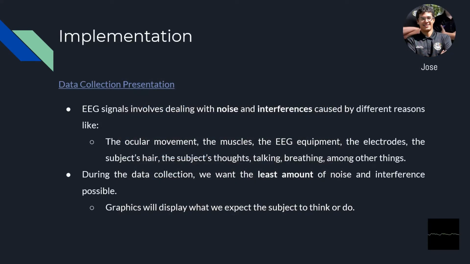After much literature review, we came to the conclusion that working with EEG signals involves dealing with noise and interferences caused by different reasons like the ocular movement, the muscles, the EEG equipment, the electrodes, the subject's hair, the subject's thoughts, talking, breathing, among other things. So during the data collection process, we want the least amount of noise and interference possible, which is why we decided to use a presentation named Motion Intent Data Collection, which contains graphics such as animations or pictures that will display what we expect the subject to think or do in order to collect the data.